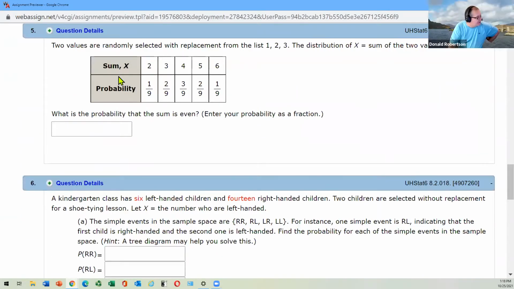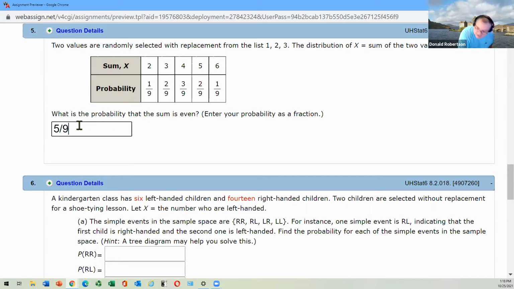Right. Question 5. Here is a probability distribution table, and the sum of 2 values is as follows. Oops, I got a flicker there. Well, so this is a probability distribution. And they're asking you what's the probability that the sum, which is these numbers, is even. Well, that's 3/9, 1/9, and another 1/9. What should we do to get that answer? Add them. Add them, and I believe that's 5/9.